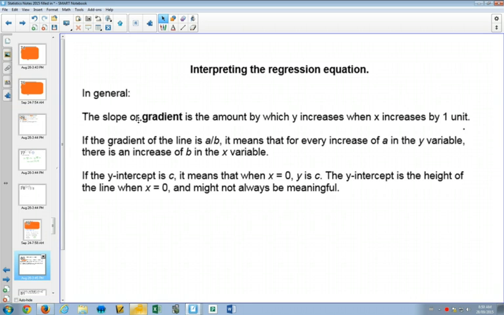Your y-intercept is important because it's always telling you what's happening when x is equal to 0. And often our x is time, so it's telling us what something is initially, its initial amount. Sometimes it's meaningful, sometimes it's not. So we've got a couple of examples here.